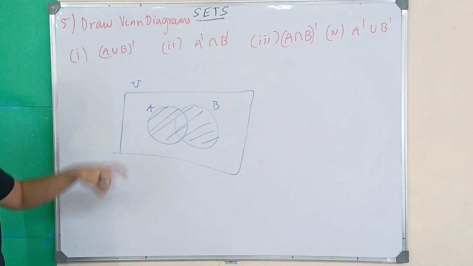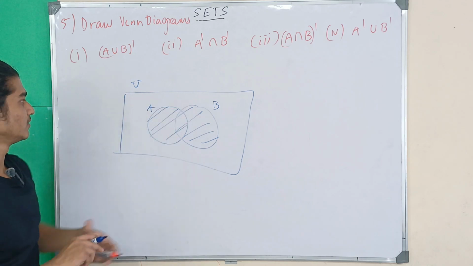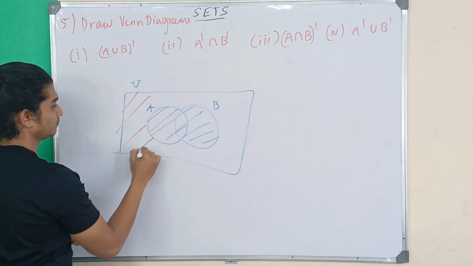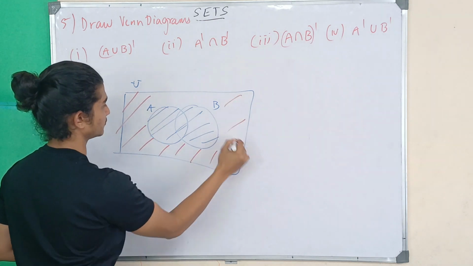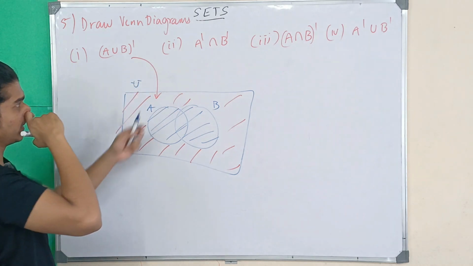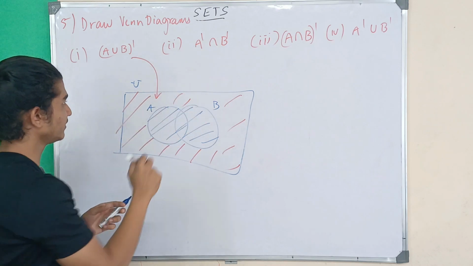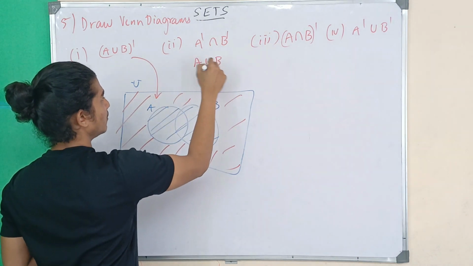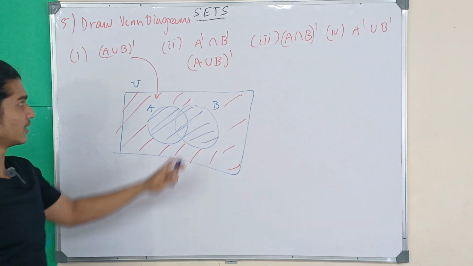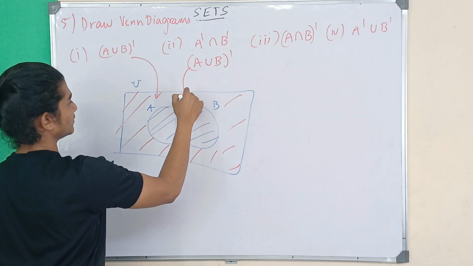They are saying the complement, which means everything apart from A union B, which is this area. So this area is your A union B whole complement. Next one is A complement intersection B complement. I can write this as A union B whole complement, using De Morgan's law. So again, the answer is exactly the same.